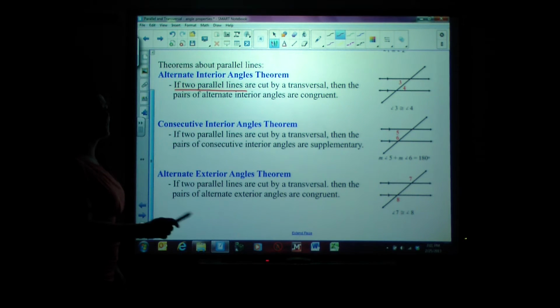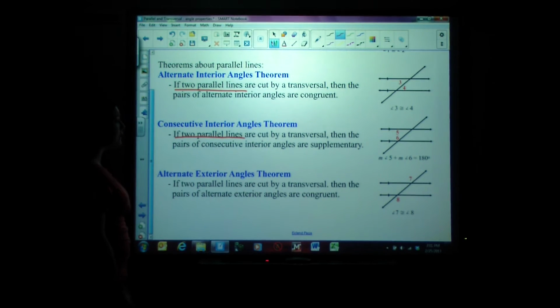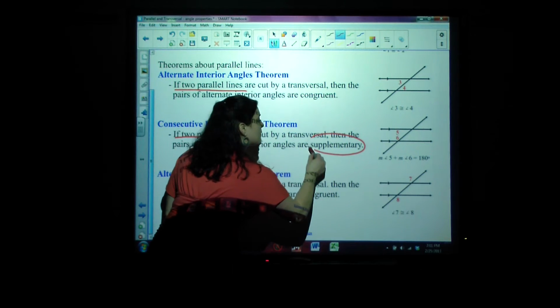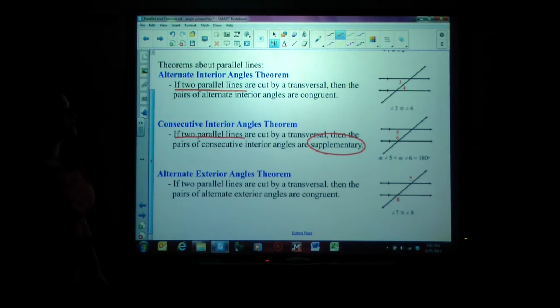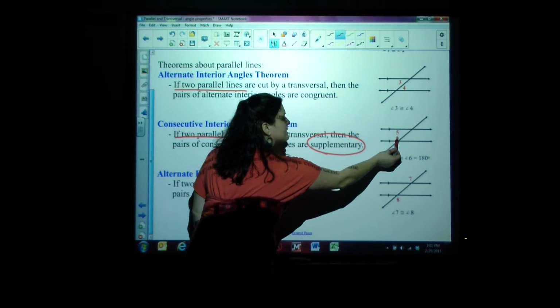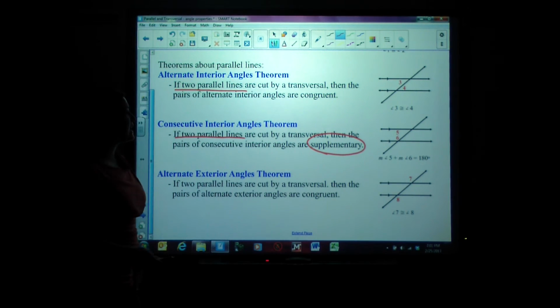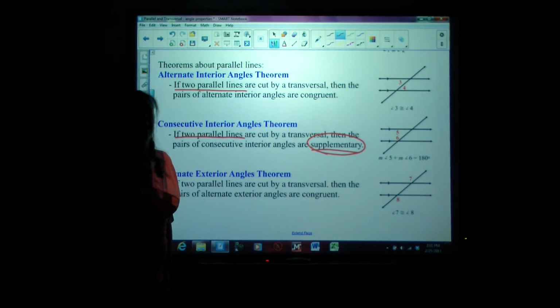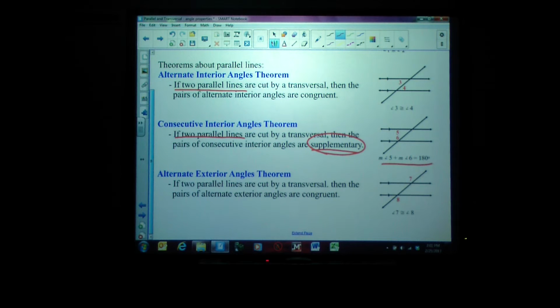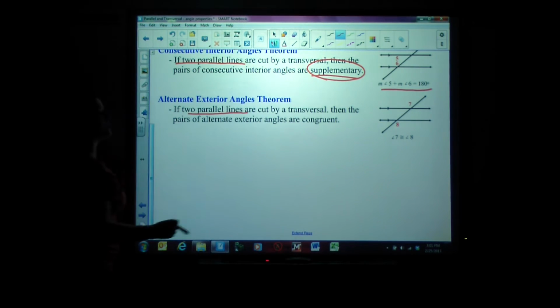Consecutive interior angles, same thing. If two lines are parallel, then consecutive interior angles are supplementary. This one's a little bit different because they're the same side interior. If you look, most of the time you can tell. One's acute and one's obtuse. They're obviously not the same, but they are supplementary, meaning they add up to 180 degrees. Last one, alternate exterior angles. If two parallel lines, once again, are cut by a transversal, then the pairs of alternate exterior angles are congruent.